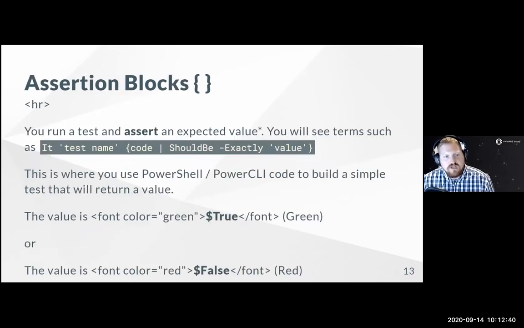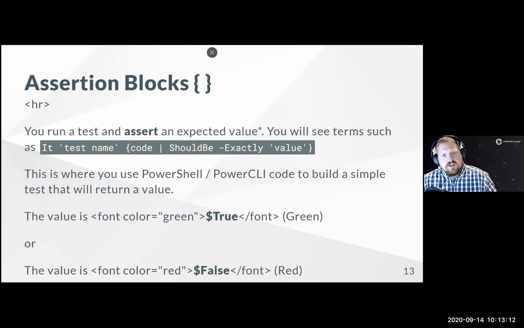Going on to assertion blocks, you run a test and you assert your expected value. So you're looking for something to be in that expected state. Your test will be whatever test I'm doing, followed by the PowerShell or PowerCLI code that's going to return a simple value that I can test against to be true or false. And that's the basis of our testing.